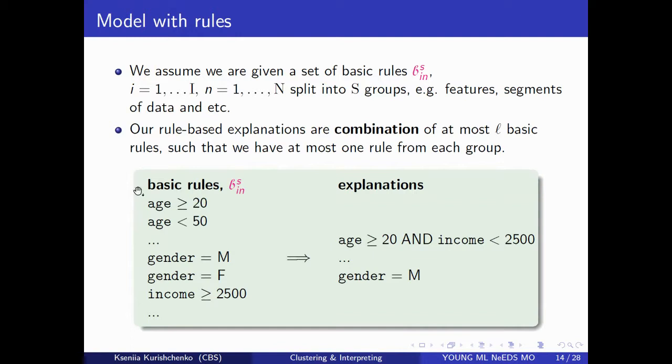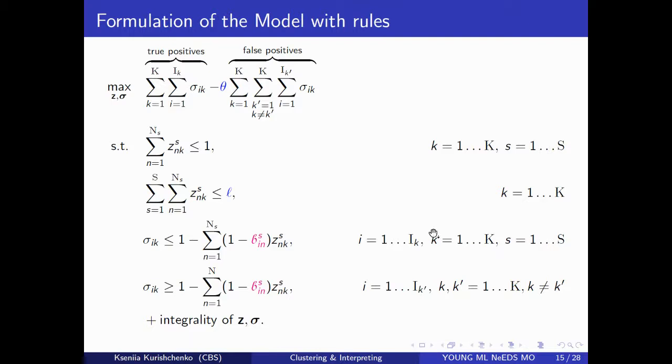So, for example, we have a list of basic rules regarding age, and here we choose for one cluster only one explanation basic rule from that. Okay, so here is the model, and as before, we maximize total true positives and minimize total false positive cases weighted by theta. But now we have slightly different constraints because we want to choose at most one basic rule per group, and also we control the length. For example, we have 10 features, but if we have a very long explanation, it will be less interpretable. Then it's reasonable to have this constraint here, and it's very important. And yeah, some other constraints.